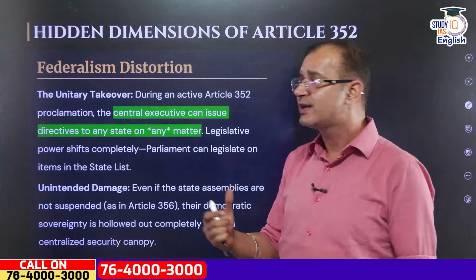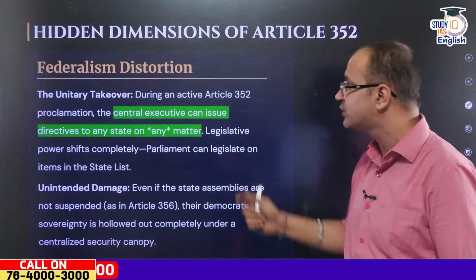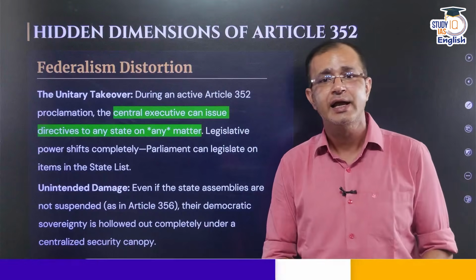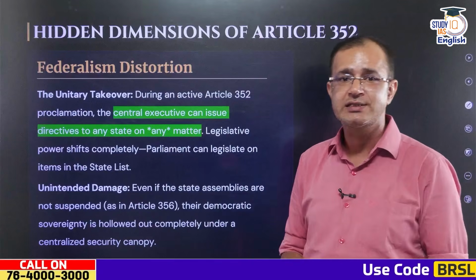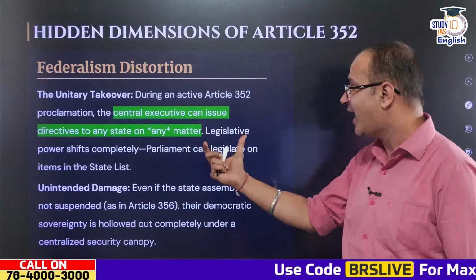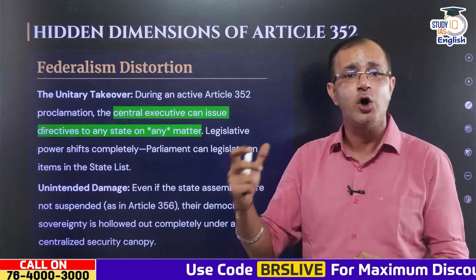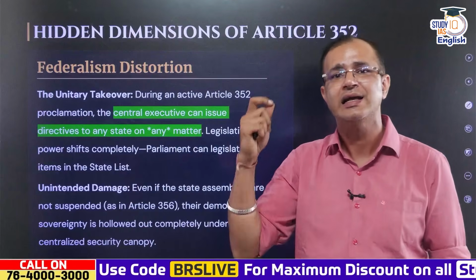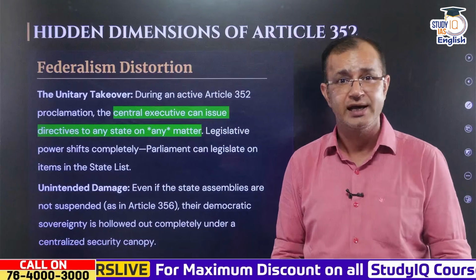So during the time of an Article 352 proclamation, the central executive can issue directives to any state on any matter. And the legislative power also shifts completely. The Parliament can legislate over the items which are there in the State List.